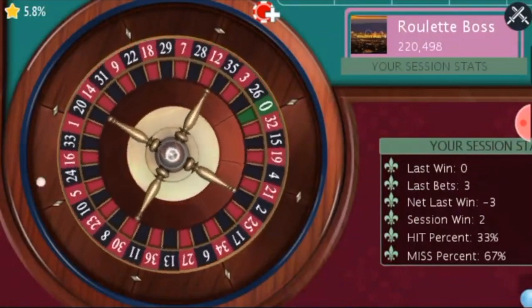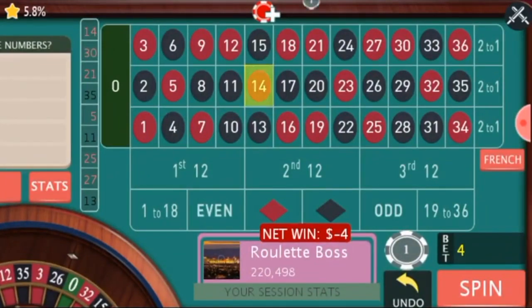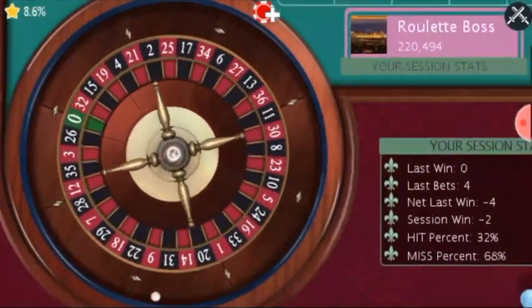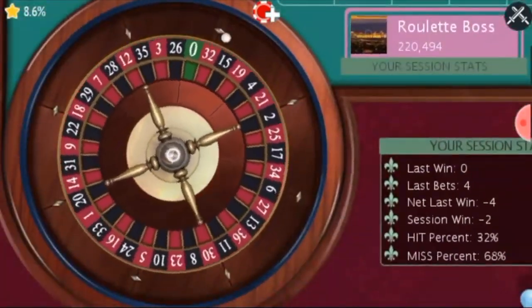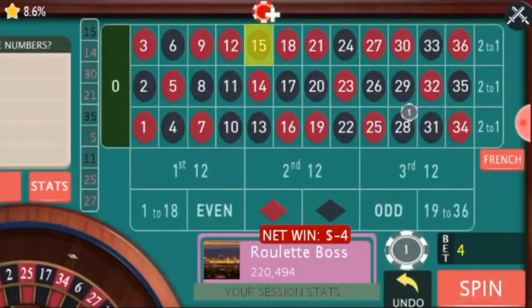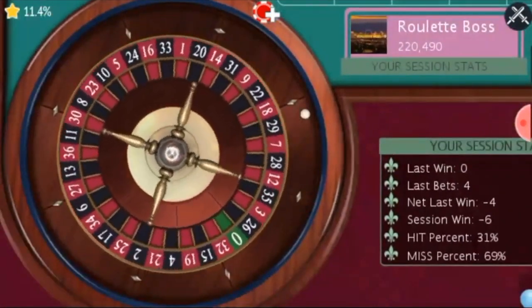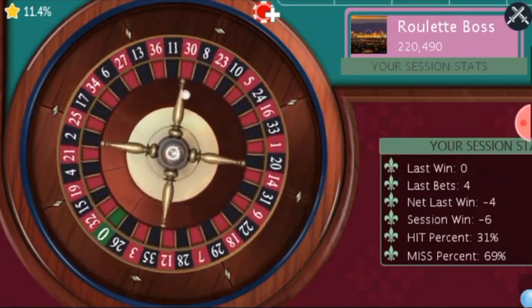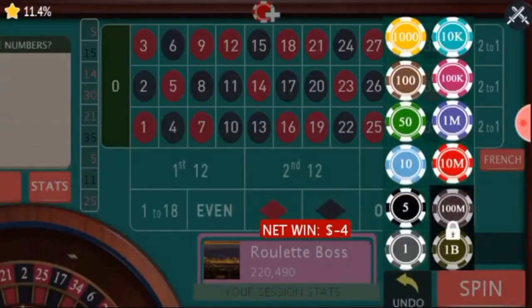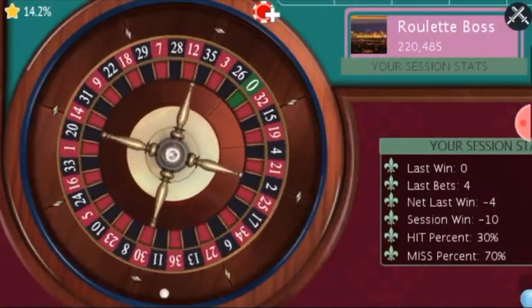I am down to 2 units in profit, playing for anything greater than 18 units. I lose spin number 1, betting 4 units. Spin number 2. Lose on spin number 2. Spin number 3. Lose on spin number 3. I increase my bet by 1 unit. I was betting 4 units, I'm now betting 5. I restart the count, spin number 1.